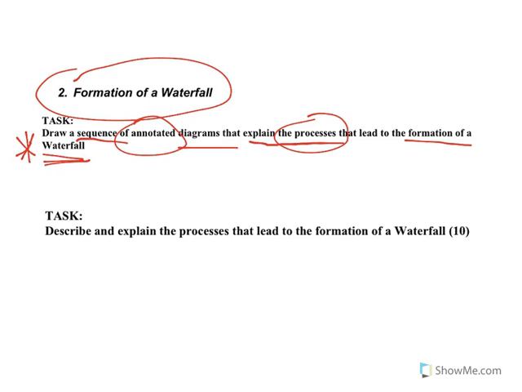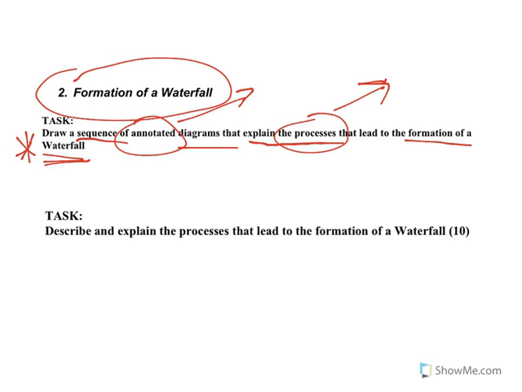So you have to remember from our previous landscape feature, the V-shaped valley, that annotating means doing more than just labeling. A sequence of diagrams is required because you need more than one to show the series of steps that have to occur. The processes refer to the different types of erosion that are occurring and where you explain what they are, and that will give you the formation of the waterfall.